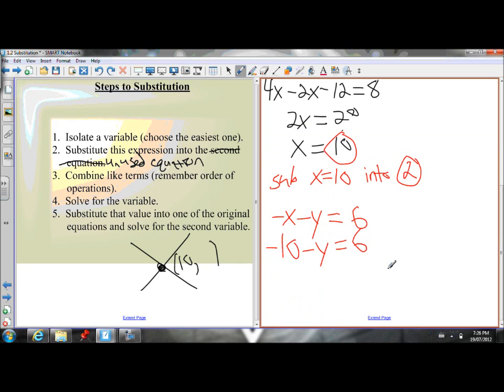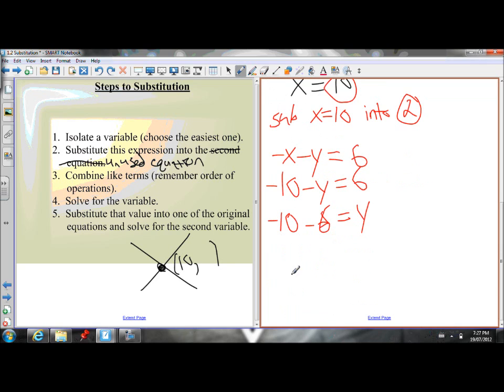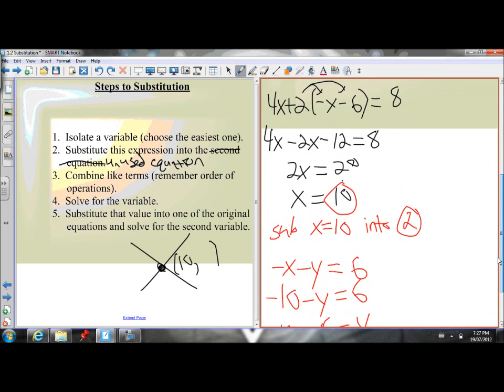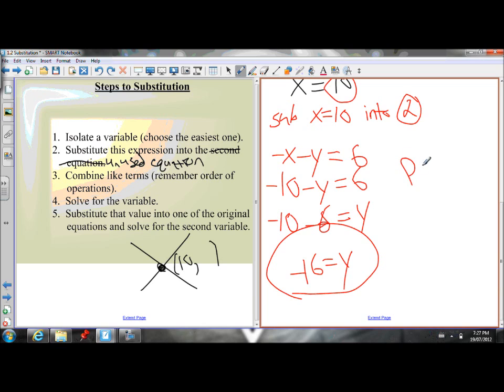Collect my like terms. I'm going to move the y to the other side so it becomes positive, because I know I need to solve for positive y. I'm also going to move the 6 to the other side to get y by itself. So the 6 is going to become negative, and the y becomes positive on the other side. Negative 10 minus 6 gives me negative 16. I now have my point of intersection. I know the y-coordinate and the x-coordinate. So my point of intersection is at 10, negative 16.